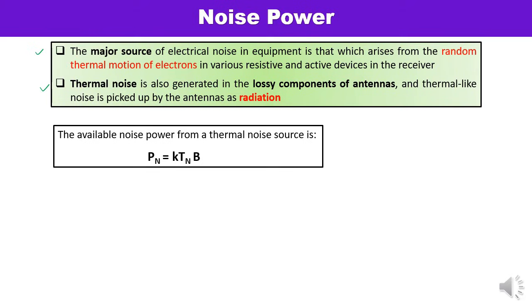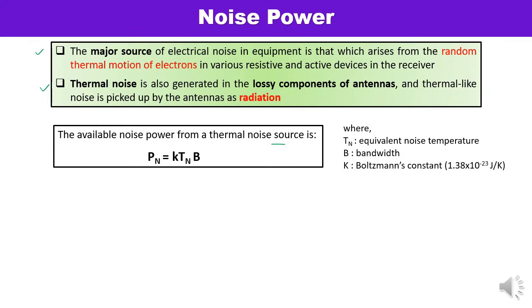The available noise power from a thermal noise source can be calculated as Pn equals K into Tn into B, where K is the Boltzmann constant, B is the bandwidth, and Tn is the equivalent noise temperature. Pn is the available noise power, and it will be delivered only to a device which is perfectly matched with the source.